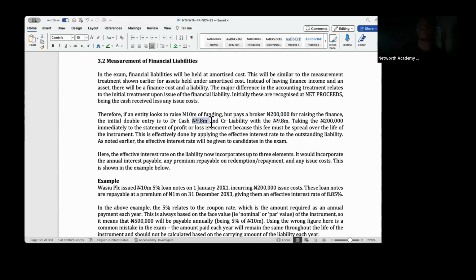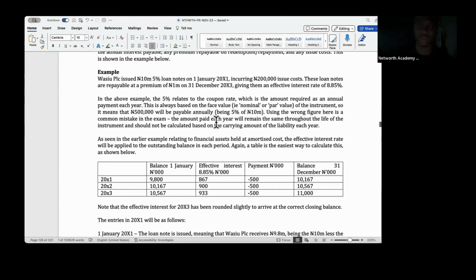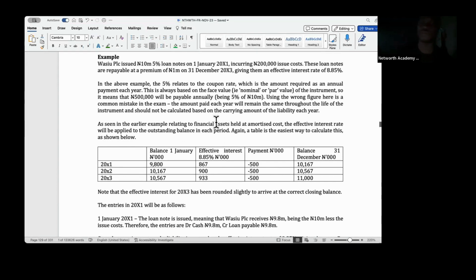Now, that takes me to my final scenario. This is a situation whereby an entity borrowed 10 million, is supposed to pay 5%. He incurred 200,000 issue cost. And also, he's going to repay at a premium of 1 million. The examiner gave us an effective interest rate of 8.85%.